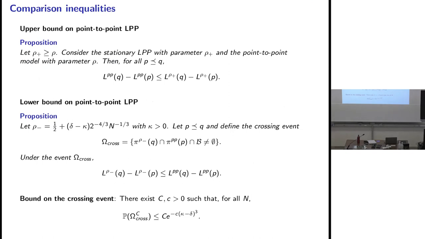Okay, so to prove this result, of course we need to compare the increments of the last passage percolation in the point-to-point setting with the LPP in the stationary setting. And here the situation is quite more complicated than in full space. What happens in full space is that you can obtain inequalities between the increments of the point-to-point LPP and the stationary LPP with different densities with a simple coupling.